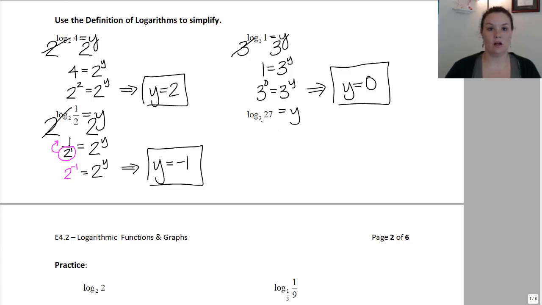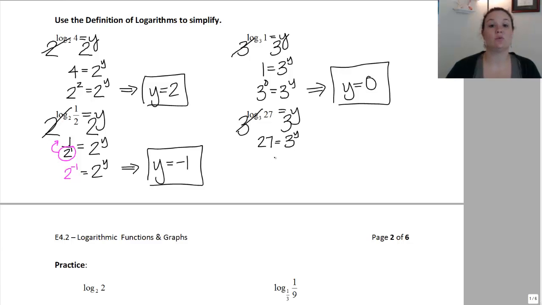To get rid of log base 3, I'm going to use exponential base 3 so that they cancel. Log base 3 and exponential base 3 cancel, and I'm left with 27 is equal to 3 to the y power. Okay, 27 is a power of 3, right?